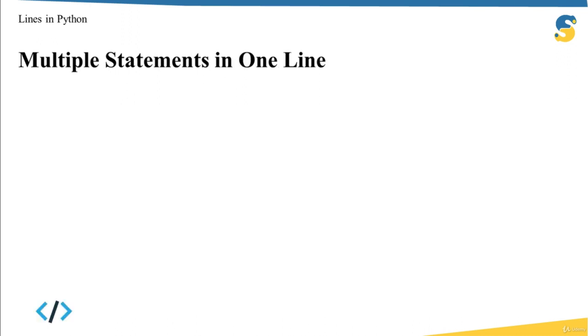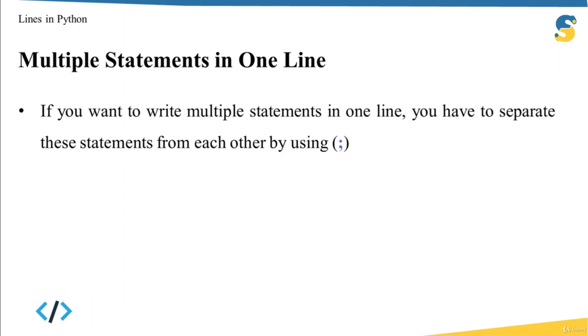Now let's talk about multiple statements in one line. As I mentioned before, most often you will write one statement per line. But if you have some short statements and you don't want to put each statement in an individual line, you can write them in one line. And in this case, you have to use a semicolon between each two statements. Now let's move to PyCharm IDE in order to see some real examples about single line statement, multiple line statement, and multiple statements in one line.